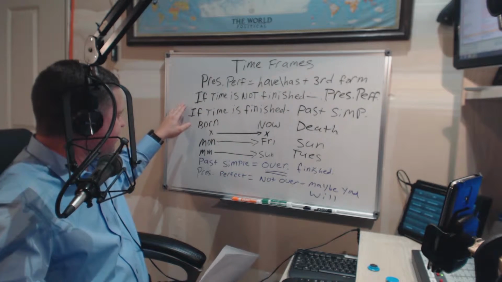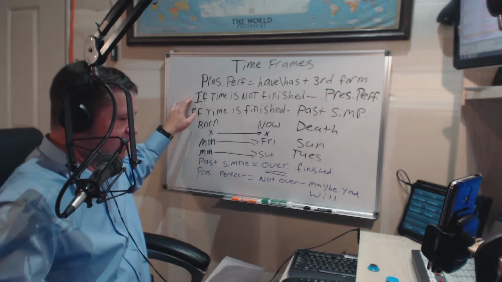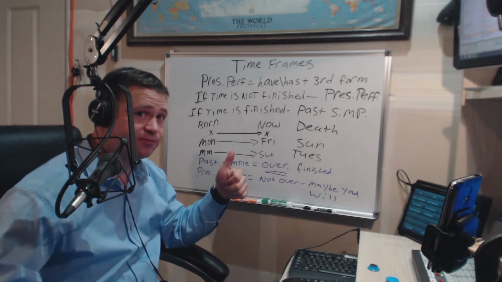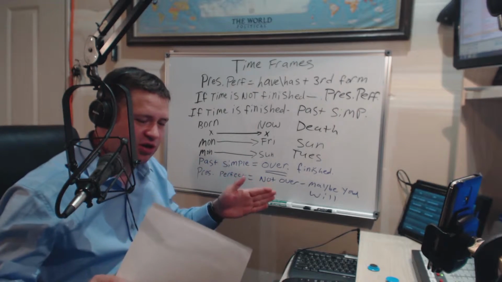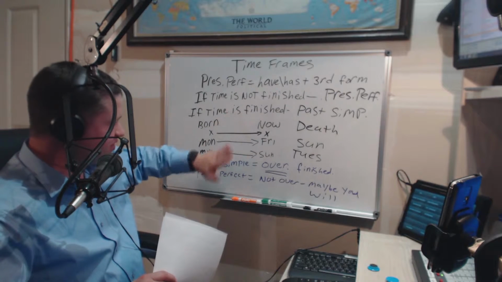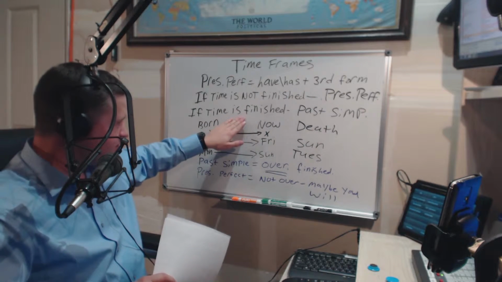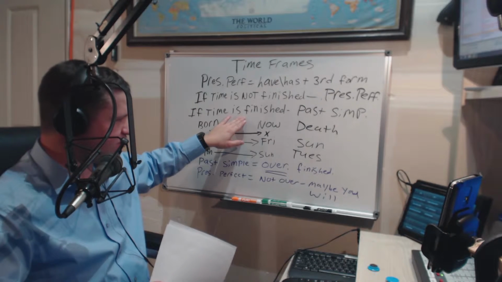And if the time period is not finished, if the person is either still alive or if we're in the time period currently, and we'll talk about that, we use the present perfect. And if a person is dead or the time period has passed, we use the past simple.